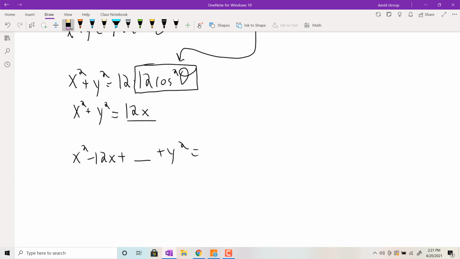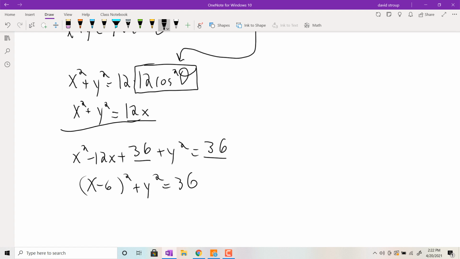Equals, and then I have to complete the square on the other side. So negative 12 over 2 is negative 6. 6 squared is 36. So I'll have x minus 6 squared plus y squared equals 36. Okay, on my test, you could just leave it like this. If I got a question like that, you could just leave it like that.